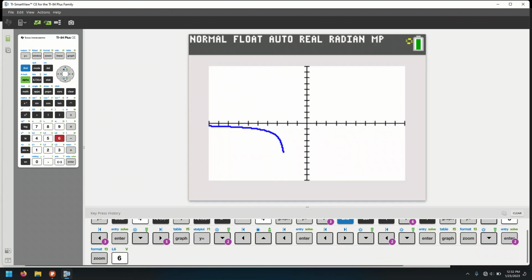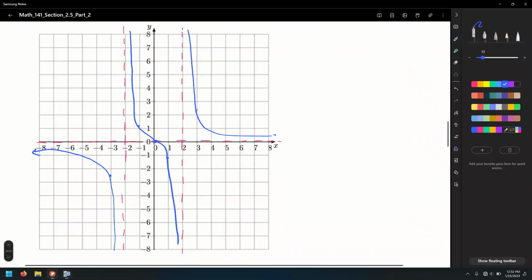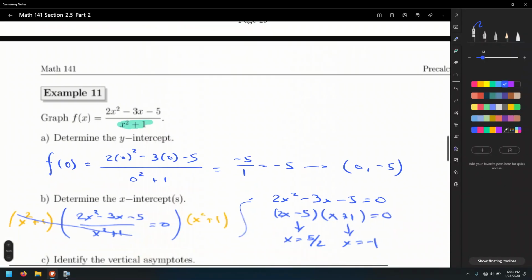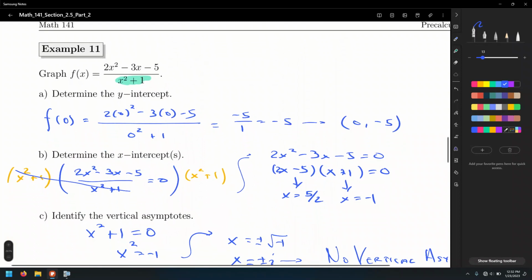And okay, let me go back to the original Zoom. That's number 6, the standard, -10 to 10. All right. And let's look at the graph for the other function that we just plotted: 2x squared minus 3x minus 5. And where is it? It's right here.